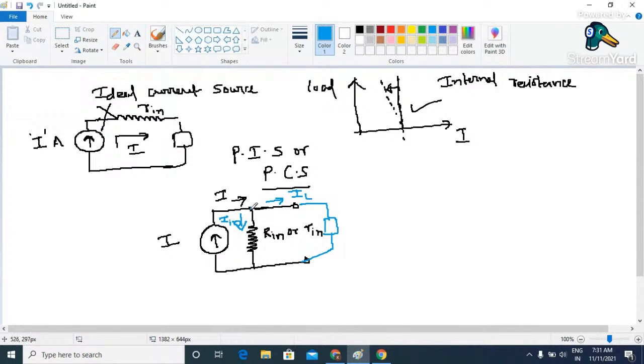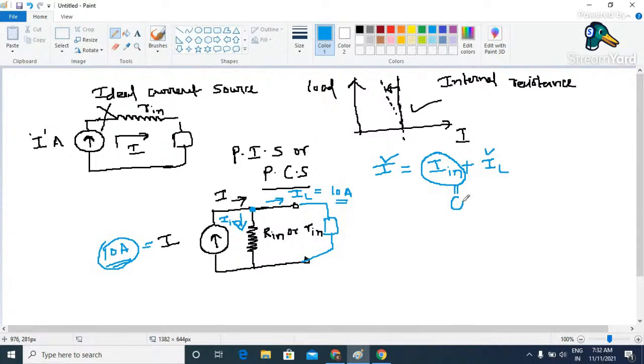If you apply the law of conservation of charge at this point, we can write that the current entering a node, which is I, is equal to the current flowing out from that junction, which is I in plus IL. Now, practically, we want I and IL to be the same. That means if this ideal current source is capable of delivering 10 ampere as output, then the entire 10 ampere must be available over here as load current. This is possible only when the current flowing through the internal resistance is 0.